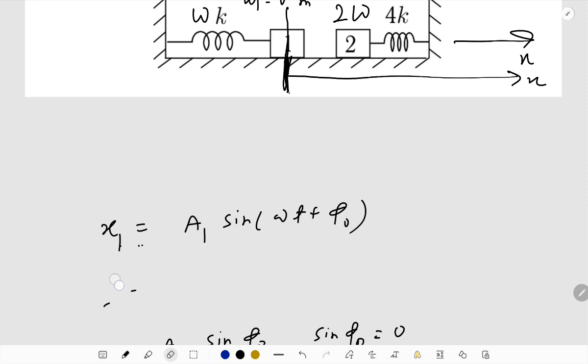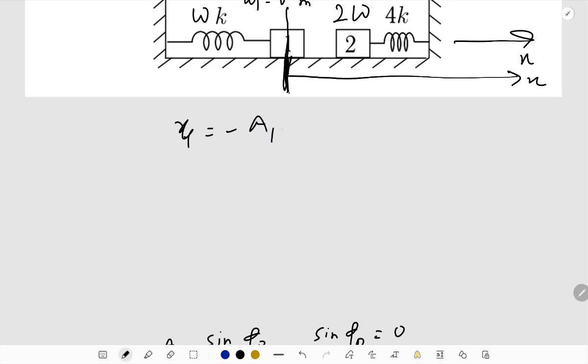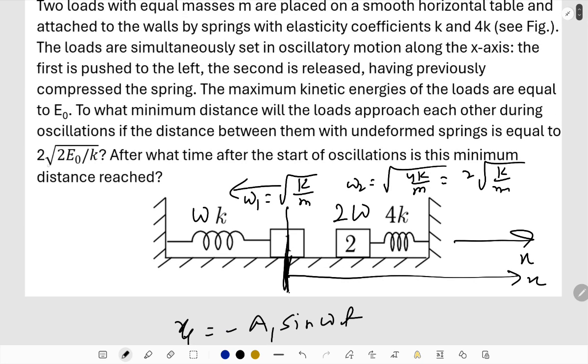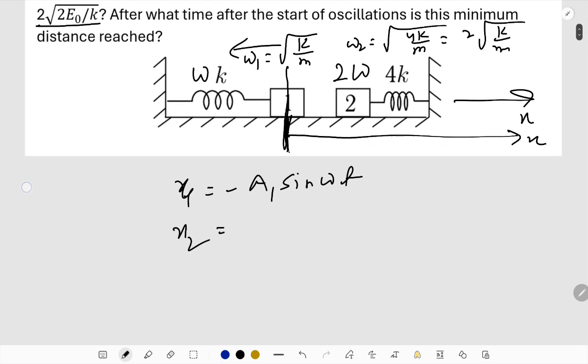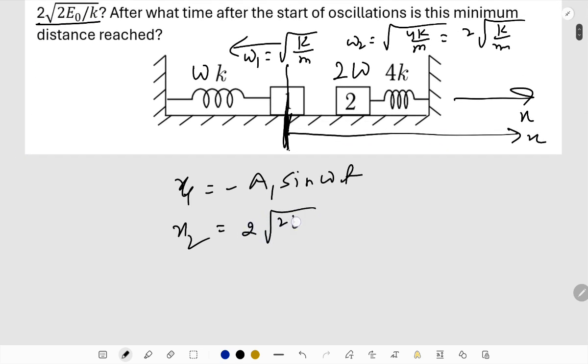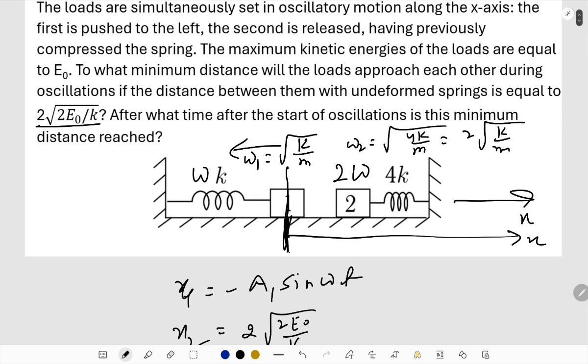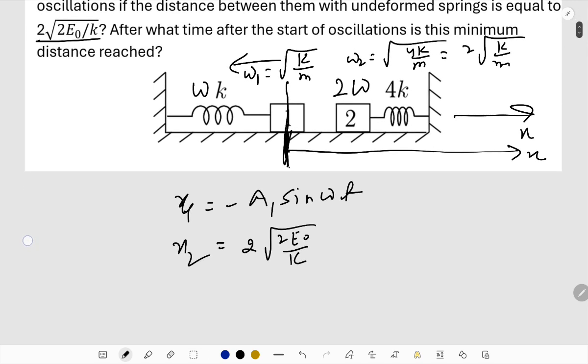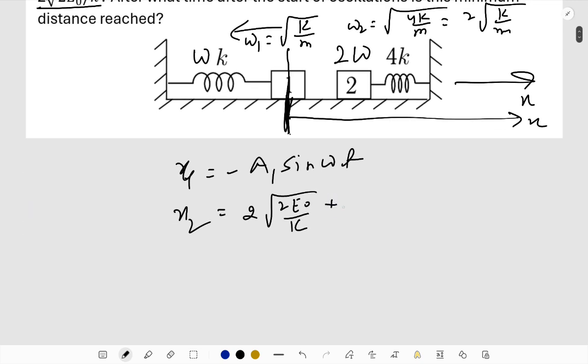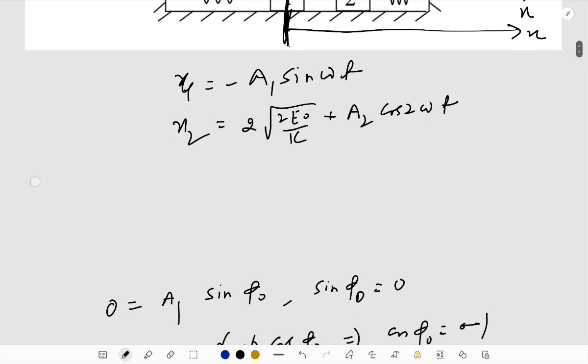Look, x1 was simply minus a1 sine omega t, that was correct, and x2, from taking the origin at this place, I can write here x2 equals, what was the initial difference, 2 under root 2 e naught by k, plus a2 cos 2 omega t. So these are the equations of motion.